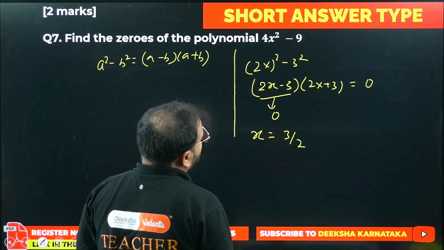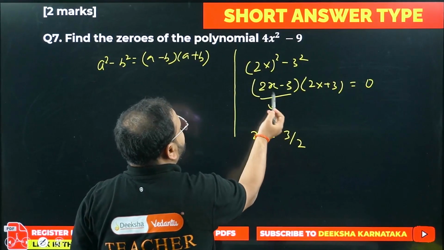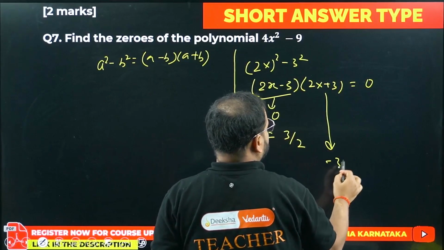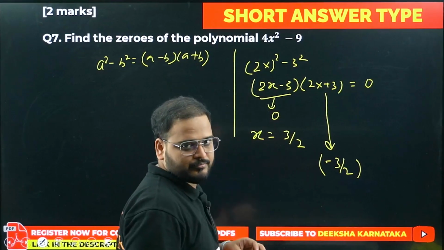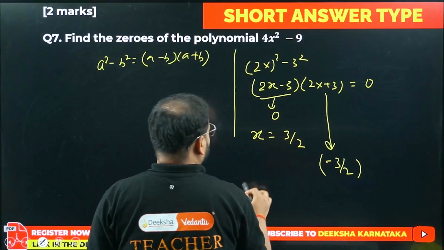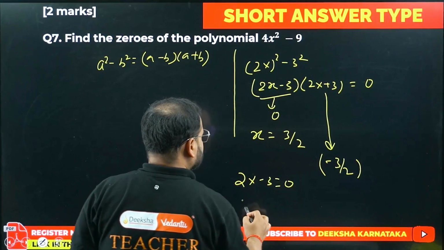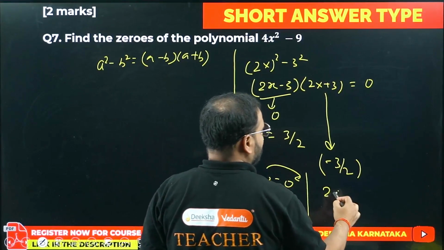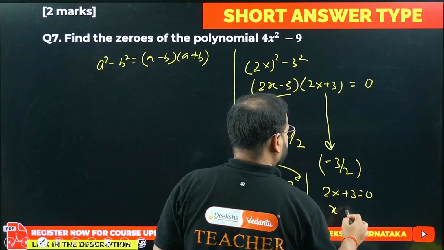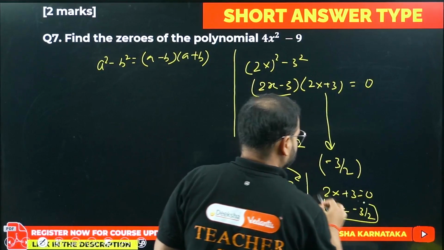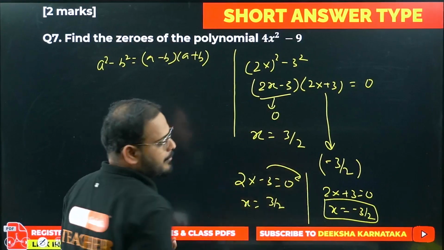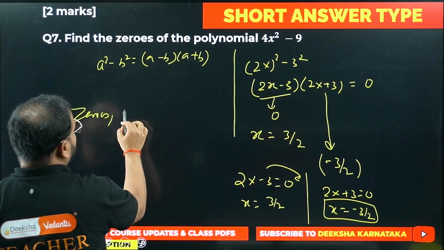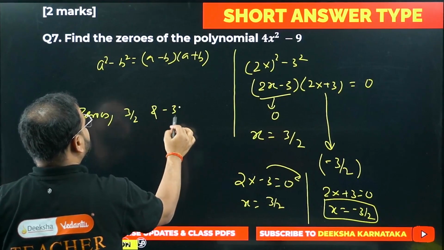Correct? 3/2, no? If I take that, the 2s will cancel, and 3 minus 3 is 0. For this case, minus 3/2. Correct? If you don't like that way, equate it. 2x − 3 = 0. How much is x? So 3 will go over here, so 3/2. In this particular case, 2x + 3 = 0 means x = −3/2. That's what we've written here, 3/2 and −3/2. The answer is: the zeros are 3/2 and −3/2.